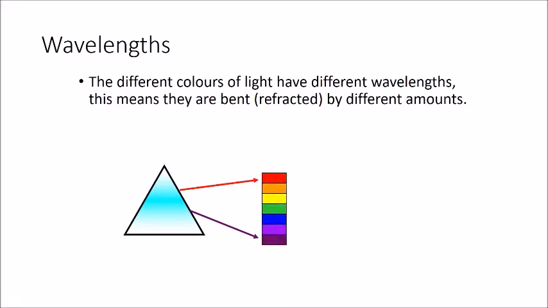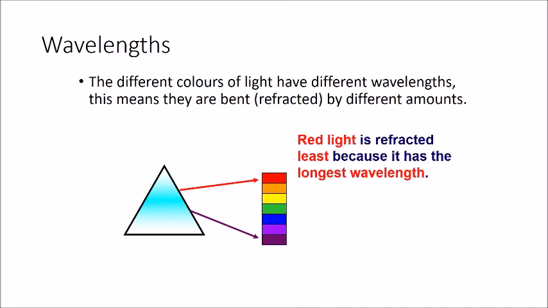You should remember that waves are refracted due to their change in speed. So when a wave enters a different medium or different density of medium, so glass is more dense than air, the wave changes speed. But our white light has got multiple waves in it. So each of those waves is changing speed by different amounts, which means it is being refracted by different amounts.